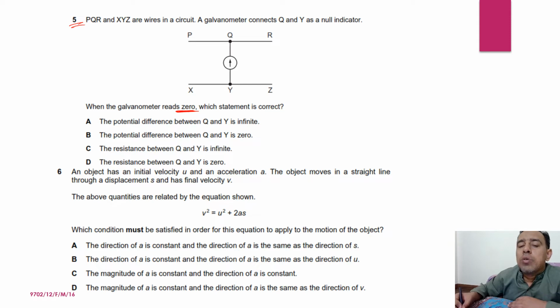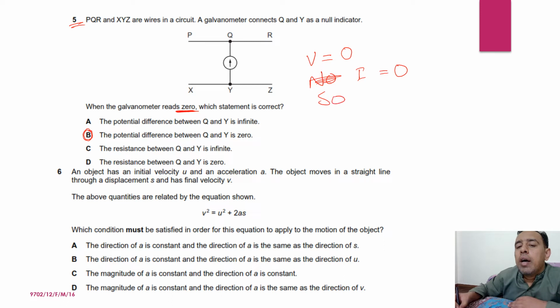And when there is no current, it means there is no difference of potential between these two. There is no potential difference. Hence we may write that the potential difference between Q and Y is 0. It means the voltage is 0, so I is 0.